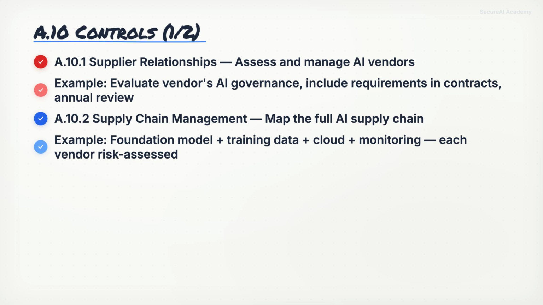Control 2. Supply chain management. Govern the full AI supply chain. Example: the logistics company maps its chain. The route optimizer uses a pre-trained foundation model from vendor A, custom training data from vendor B, cloud infrastructure from vendor C, and monitoring tools from vendor D. Each vendor is risk assessed. If vendor A updates the foundation model, the company must revalidate before accepting.